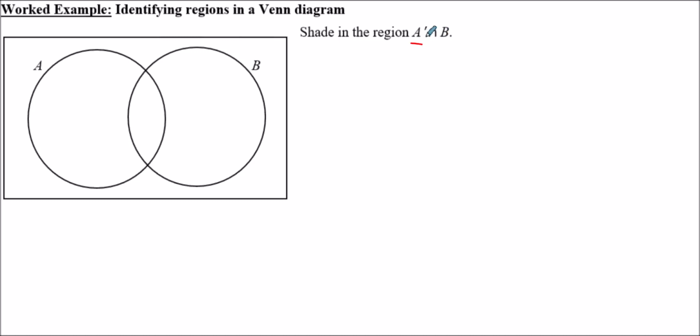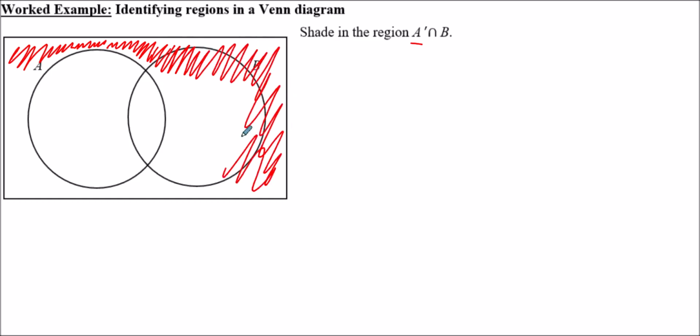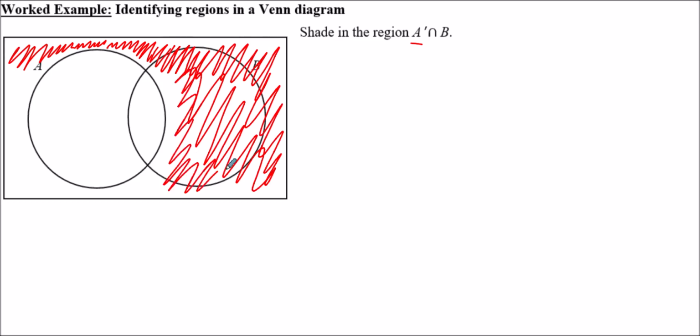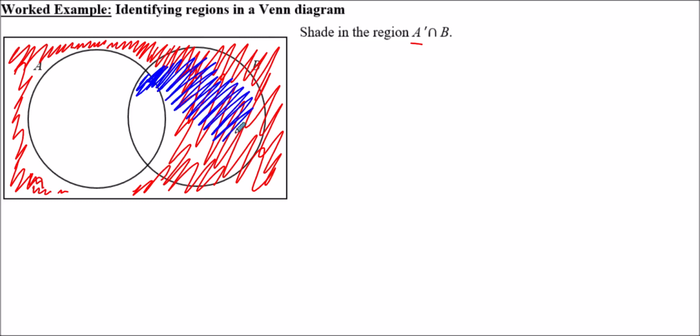First of all, in red, I'm just going to sketch in what A dashed would be. A dashed means everything apart from A. So A dashed is everything on the outside of A. So it's just all of this here. So that's going to be intersecting with B. Now B is just for circle B. So circle B is all of this.